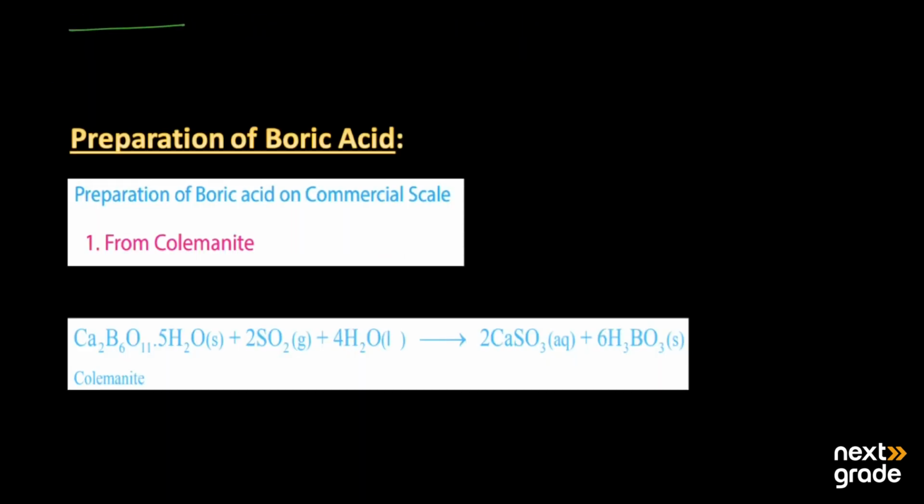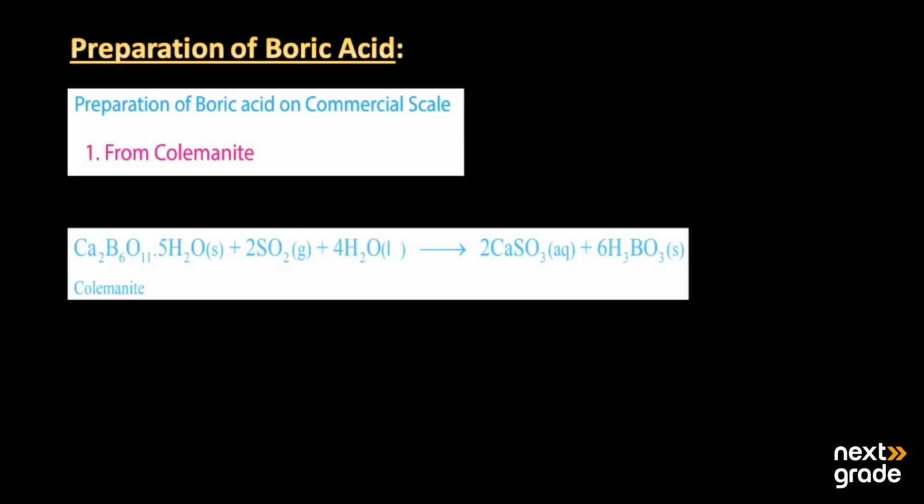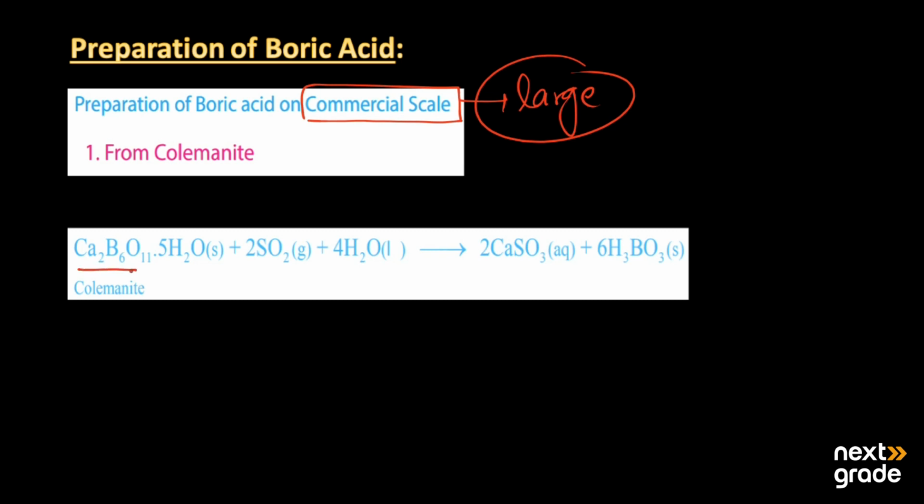Then we have its preparation from colemanite. This is the commercial scale production. So at large scale, how can we prepare boric acid? It is from colemanite. The main method uses the calcium salt of boron, as it is a pentahydrate. When it reacts with sulfur dioxide in the presence of water, it changes into calcium sulfite, CaSO3, and boric acid. Boric acid is the main product.